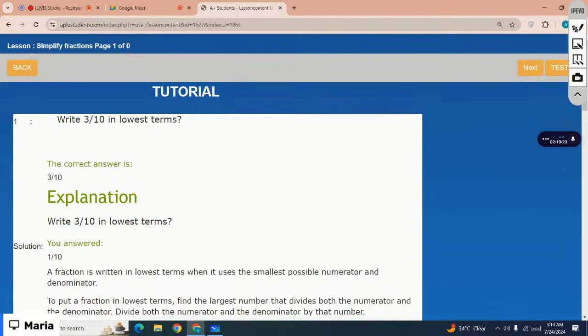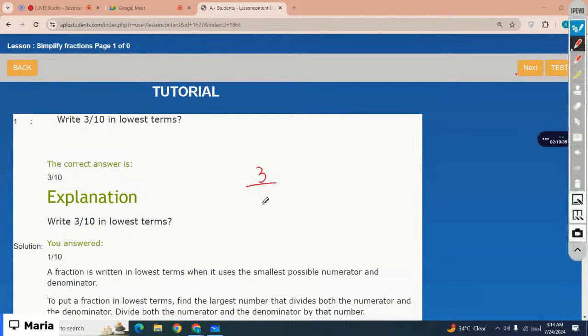Okay, write 3 by 10 in the lowest term. So simplifying a fraction means you have to write down the fraction in the lowest term, when it uses the smallest possible numerator and denominator, right? So how do we convert them into the lowest term? You have to divide the fraction by the greatest common number that can divide both numerator and denominator, right? So do we have any number that can divide both numerator and denominator?